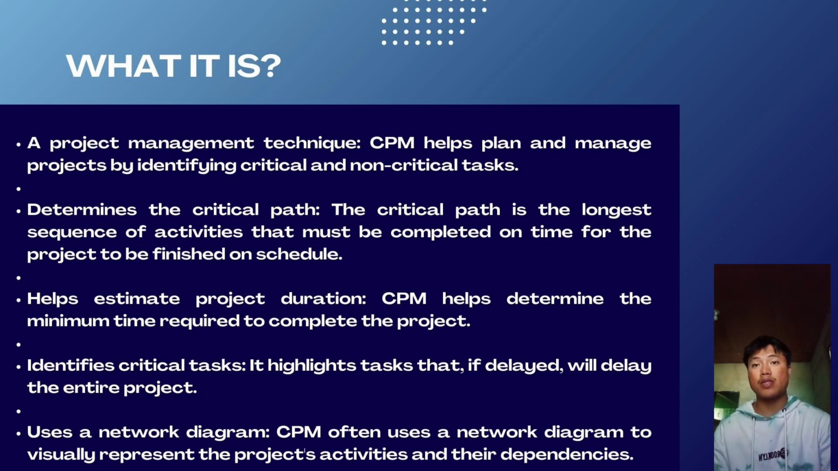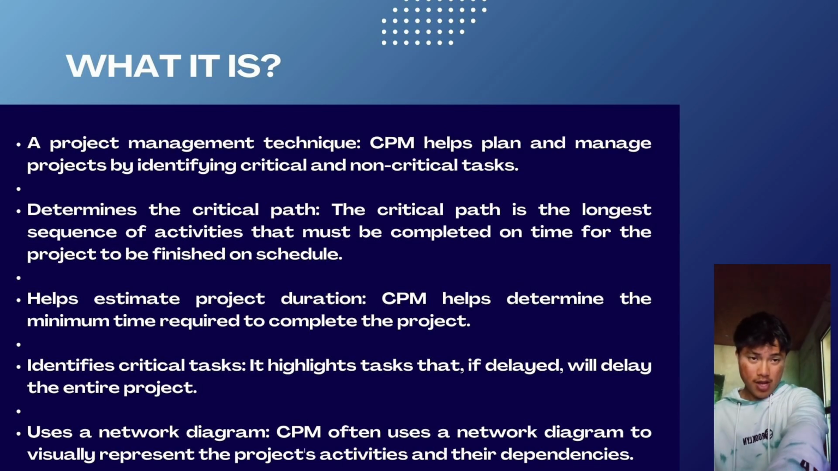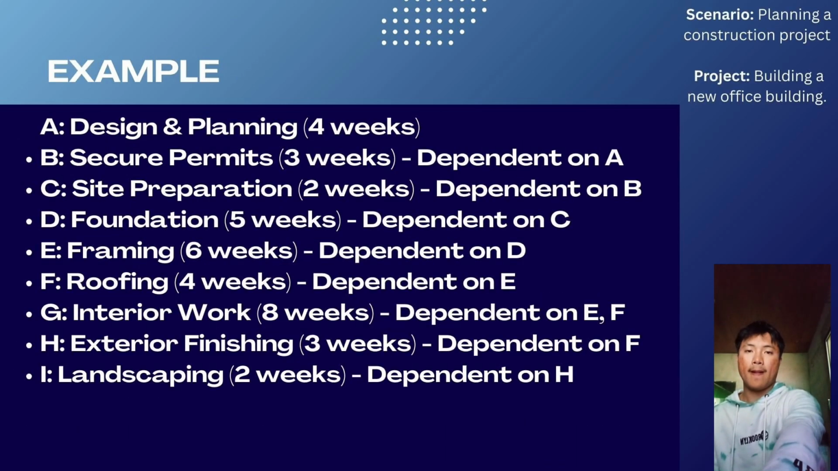Helps estimate project duration. CPM helps determine the minimum time required to complete the project. Identifies critical tasks. It highlights tasks that, if delayed, will delay the entire project. Uses a network diagram. CPM often uses a network diagram to visually represent the project's activities and their dependencies.